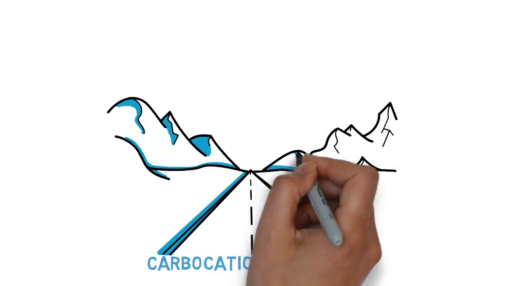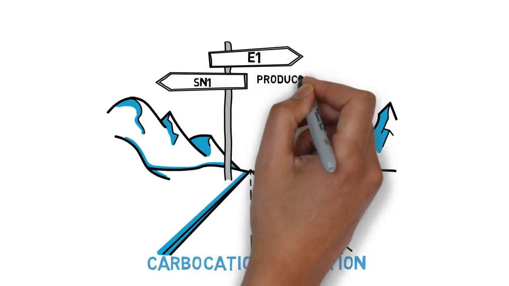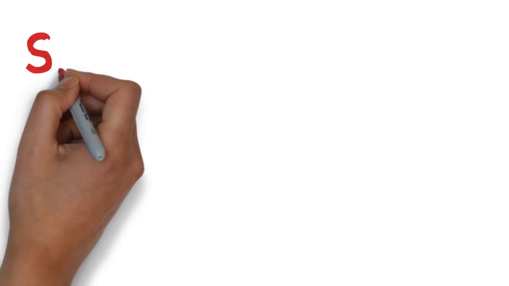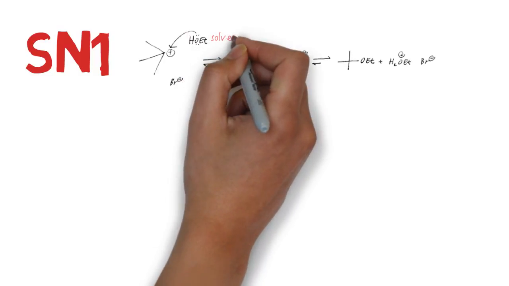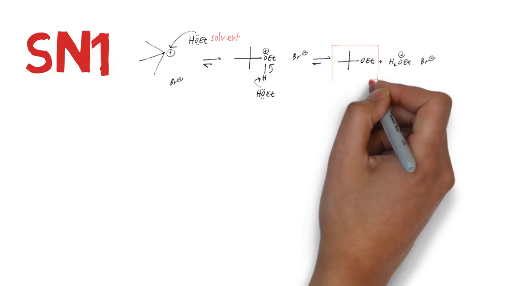After the carbocation is formed, the Sn1 and E1 pathways compete in the product determining steps, and very often a mixture of products is formed. Let's start with the Sn1 mechanism. The solvent, in this case ethanol, first bonds to the carbocation and becomes positively charged, before another solvent molecule neutralizes that positive charge by attacking the hydrogen bonded to the electrophilic atom, oxygen.